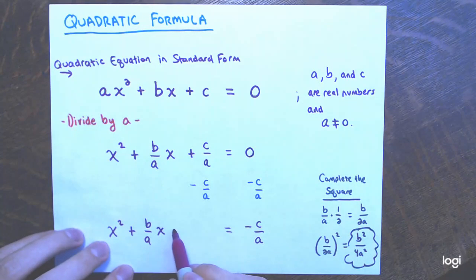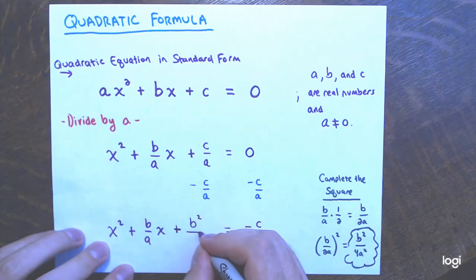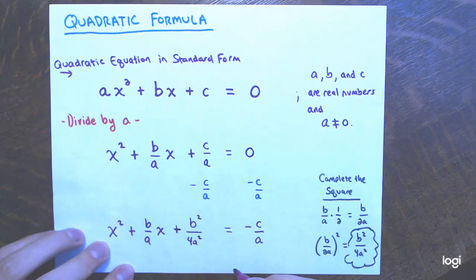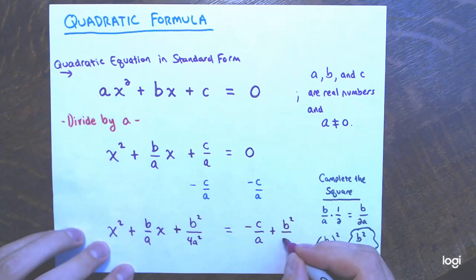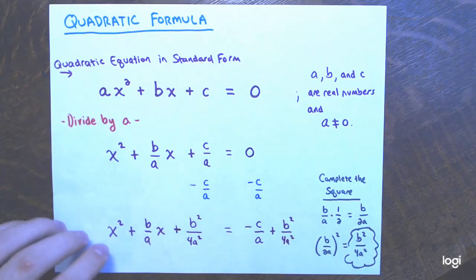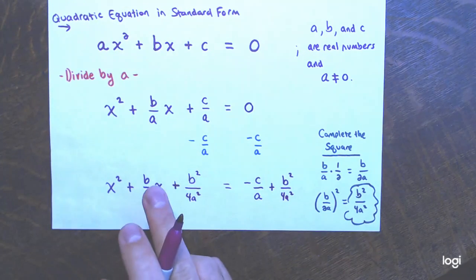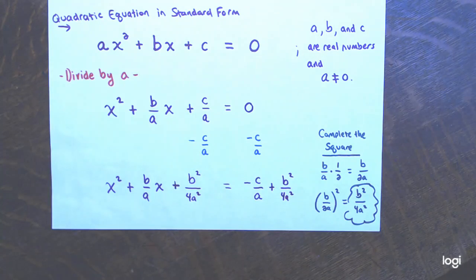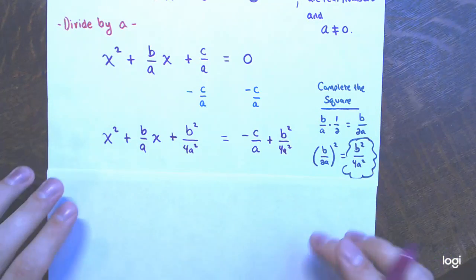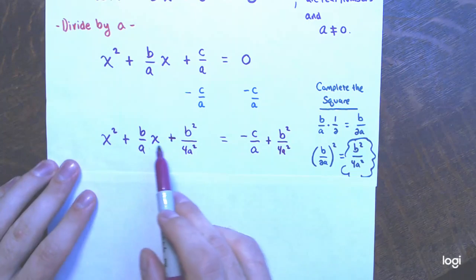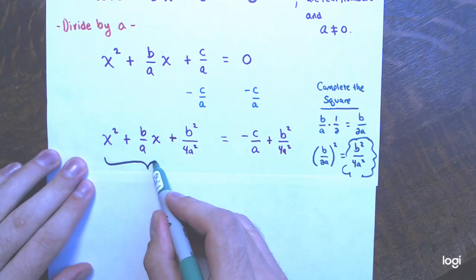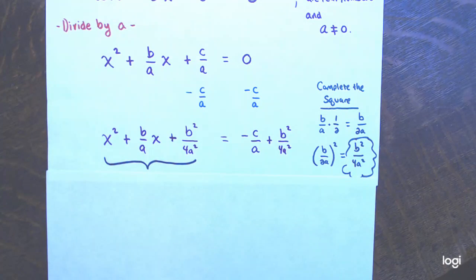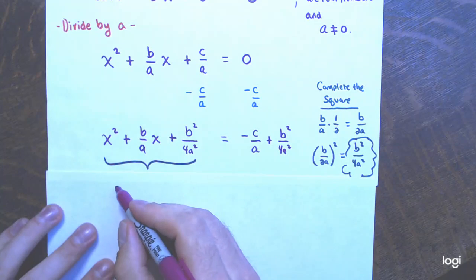Alright, so on this side I'm going to add this, b squared divided by 4a squared, and I do the same to the other side. I'm going to add b squared divided by 4a squared. Okay. Now the whole reason for doing this: remember completing the square, when you add this third term on, you create a perfect square trinomial. So this expression here should be able to be factored now as a perfect square, the same factor twice.